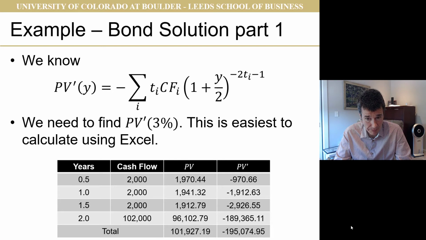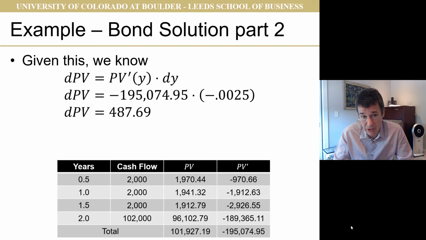Take the present value of each of those. We've done that before. And I also calculate the derivative of the present value for each cash flow, and I add them up. My derivative is negative $195,074.95. This derivative is a rate of change of the present value with respect to interest rates. It's a pretty big number. It's negative. When interest rates go up, we're going to lose money. It's a big number, but remember, we're going to multiply by a change in interest rates, which is a pretty small number. So it's going to come out to be something a little more reasonable.